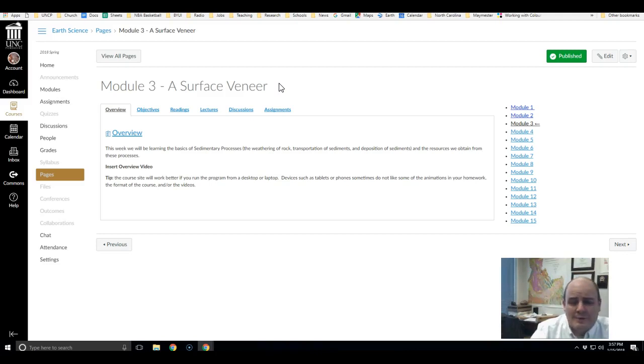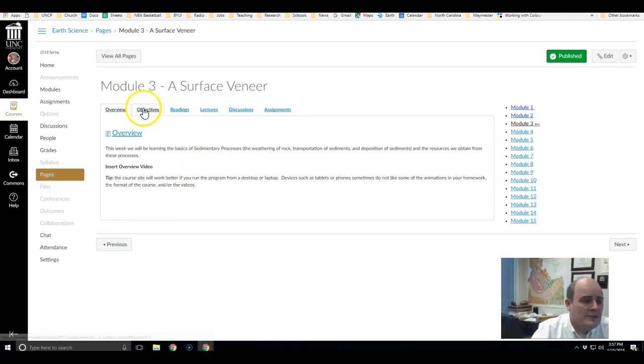This is going to be chapter 5 in your textbook, so we're skipping around a little bit, and we'll get back to the other chapters at a later date. I think it flows a little better in this order than the order they had it in, so that's okay. As always, this week we're going to be learning some of the basics of sedimentary processes: the weathering of rocks, transportation of sediments, deposition of sediments, and the resources we obtain from these processes.